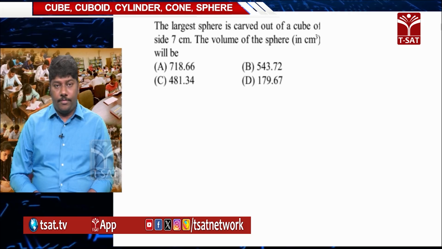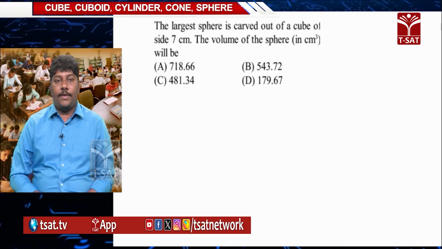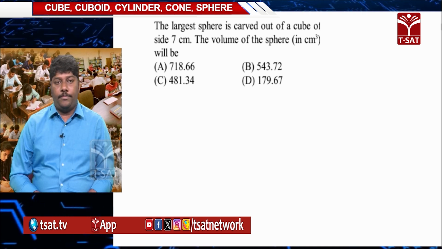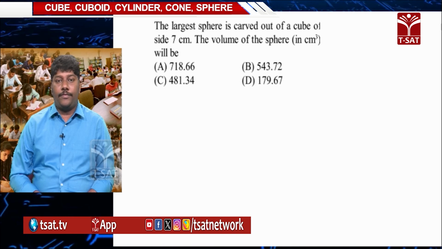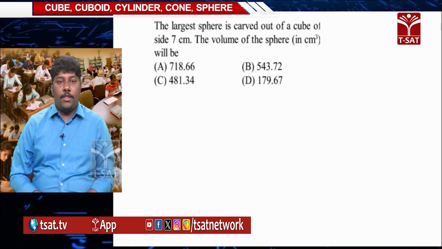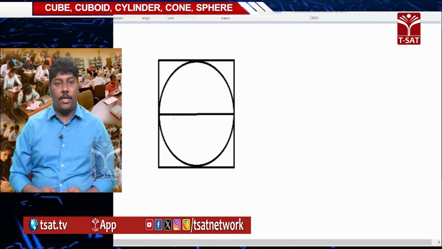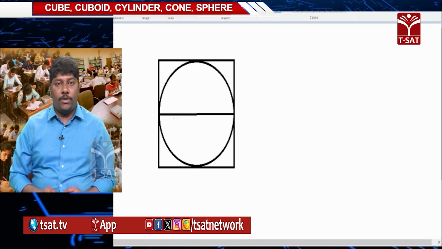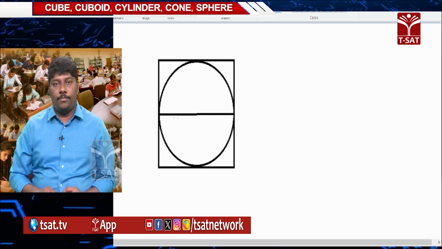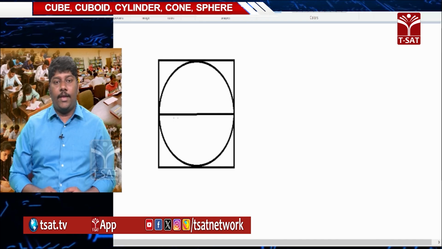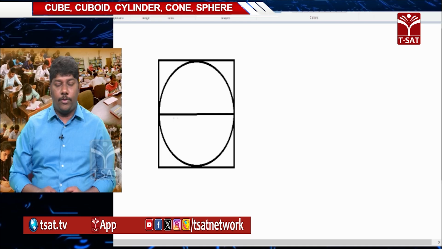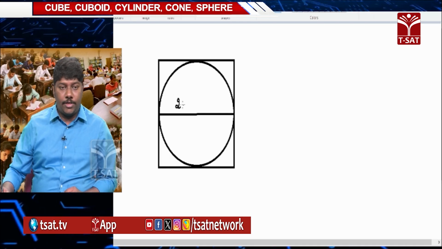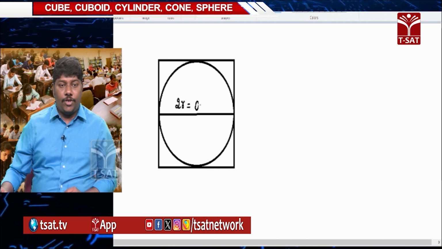The largest sphere is carved out of a cube of side 7 centimeter. The volume of the sphere in centimeter cube will be? I have taken a cube whose front view is a square, and I am just carving out the largest sphere possible out of a cube. The front view looks like this. It is like a circle inscribed in a square. Now, what will be equal? The diameter of the sphere, that is 2r, should be equal to the edge of the cube.